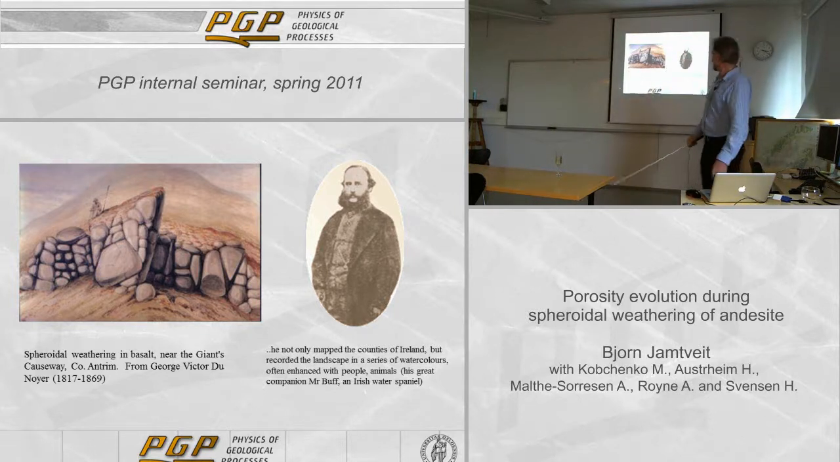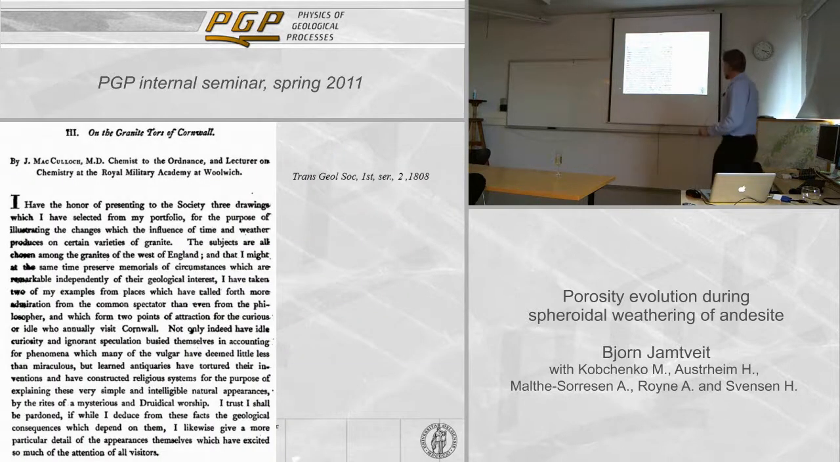And even before George Victor, there were discussions about the origin of spheroidal weathering. Here's a paper from the Transactions of the Geological Society from 1808 by J. MacCulloch, on the granite tors of Cornwall. And you should read through it. It's a very different language from what we usually apply today when we write scientific papers.